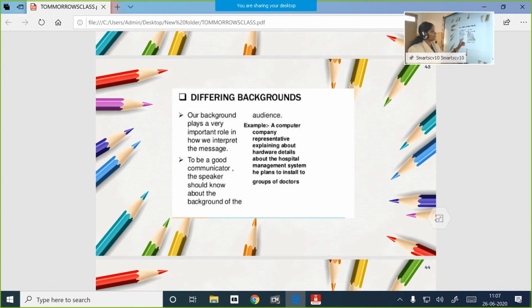A computer company explains about the heart. When we go to a doctor and the doctor says, oh, you are having this disease, and gives a very big explanation about the disease, this is the term, this is the medicine you have to take, we will be like, oh. But actually maybe it is blood pressure or cholesterol or something. If you give big names of that, we will collapse, isn't it? So when we communicate, we should know the background also. Our background plays an important role. To be a good communicator or speaker, we should know the background.